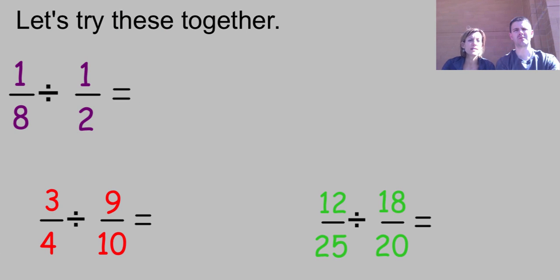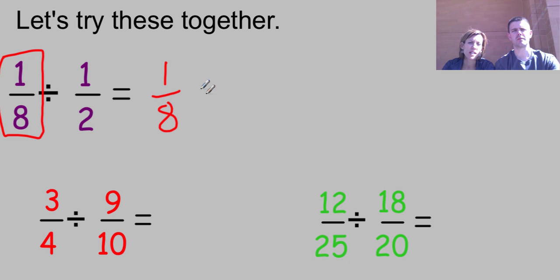So let's try some of these examples together. Go ahead and write down the 1/8 divided by 1/2 for example 1. Draw that box around that 1/8. Don't touch it, don't flip it, leave it alone. So 1/8 stays 1/8. Change your division sign to a multiplication sign and flip that 1/2 so that reads 2 over 1.